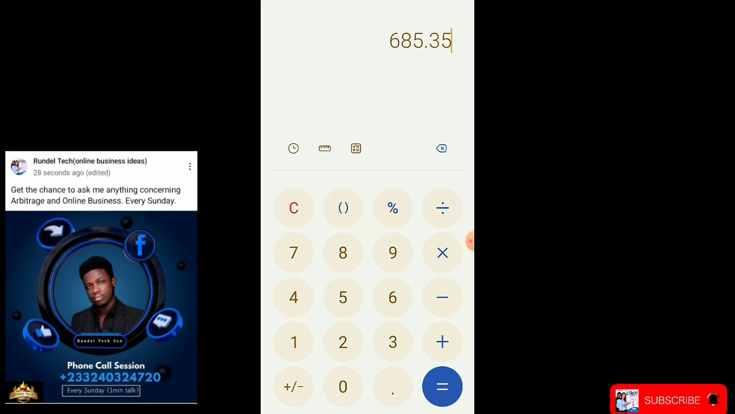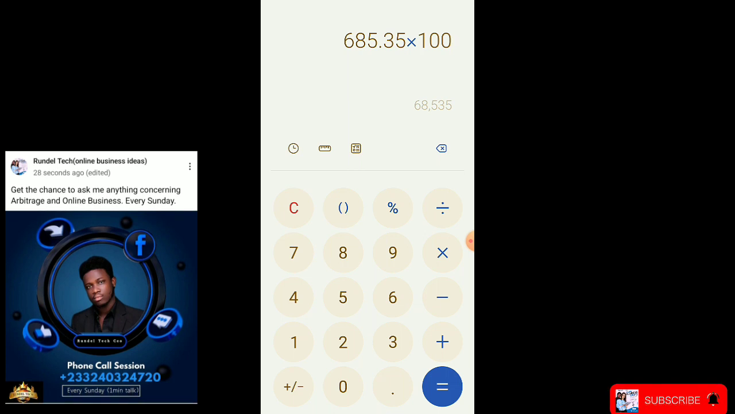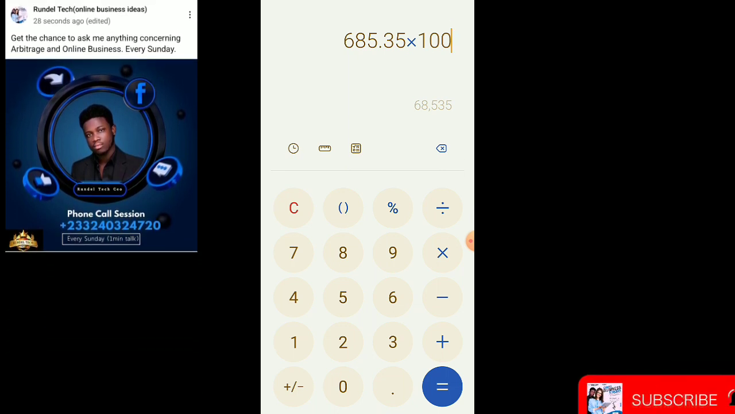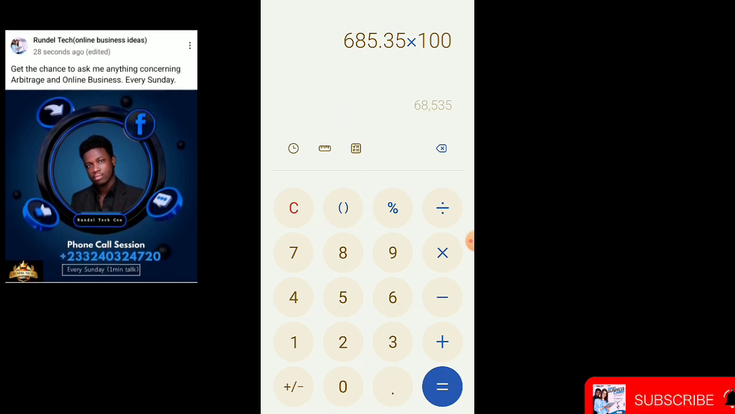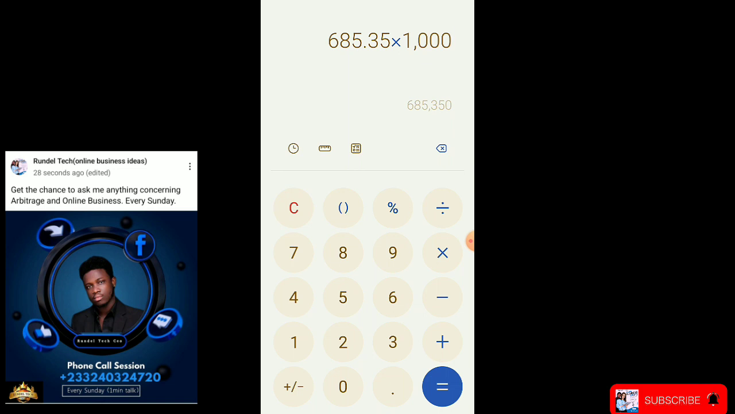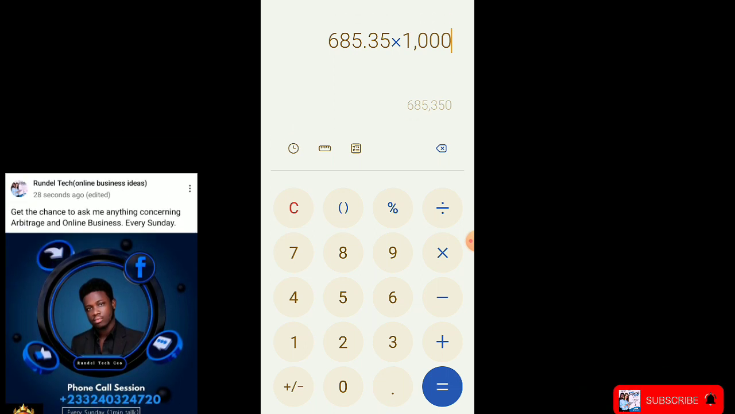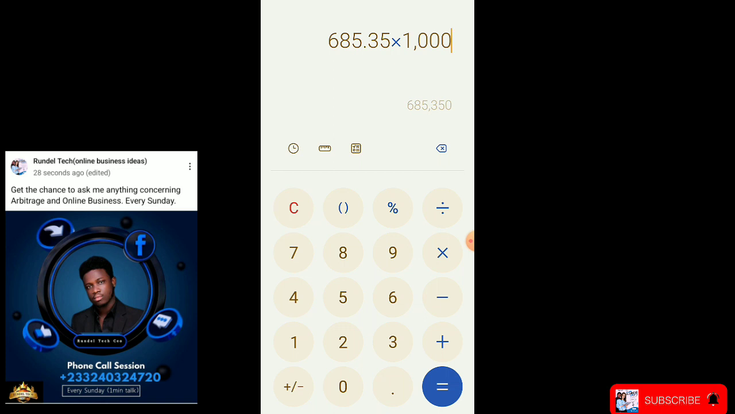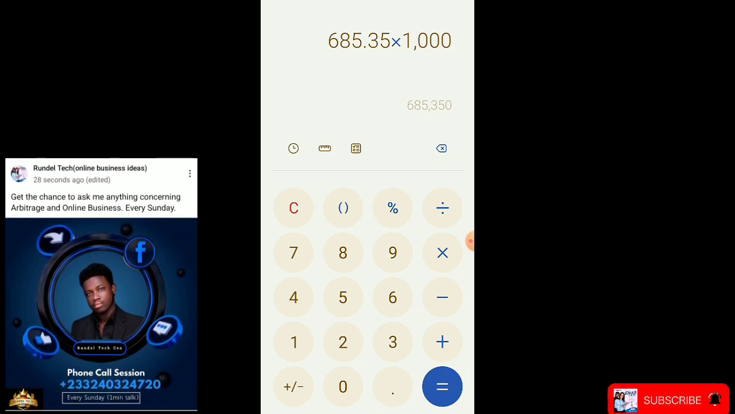So imagine I'm selling 100 USDT. Then you will times it by 100. That means you are making 68,535 as profit, not the investment, as the money you have made from your investment. So when I sell 1,000 USDT, I'm making 685,350 naira as the profit. This is the money I'm taking home. That's not the money I spent. You see, this is my profit.